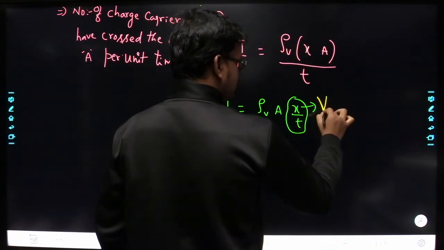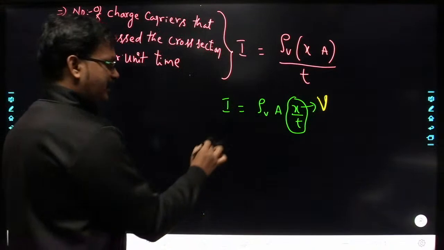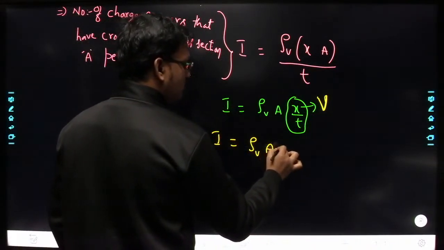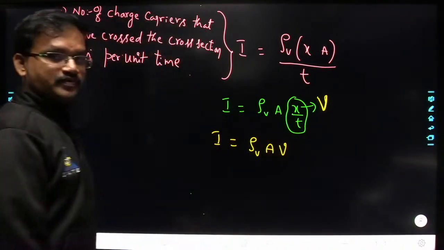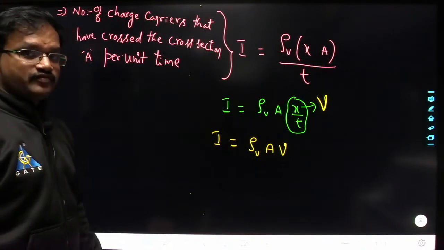I am representing this velocity like this, velocity v. So that means I can write I is equal to rho v into A into v. Understood? So this is the expression for current, right?